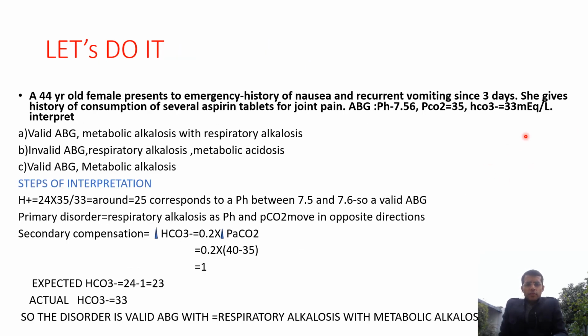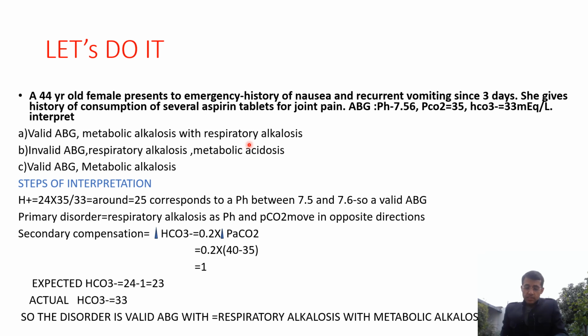A 44-year-old female presents to the emergency with history of nausea and recurrent vomiting since 3 days. She gives history of consumption of several aspirin tablets for joint pains. ABG shows pH 7.56, PCO2 35, bicarbonate 33 millimoles per liter. Let us interpret this ABG. What are the choices? Valid ABG with metabolic alkalosis with respiratory alkalosis, invalid ABG, respiratory alkalosis plus metabolic acidosis, or a valid ABG with metabolic alkalosis. What will be your choice?